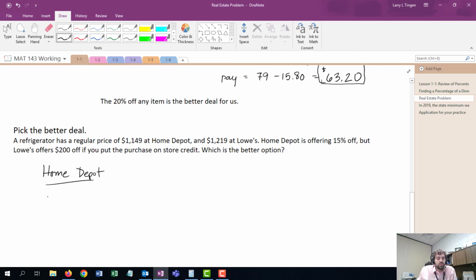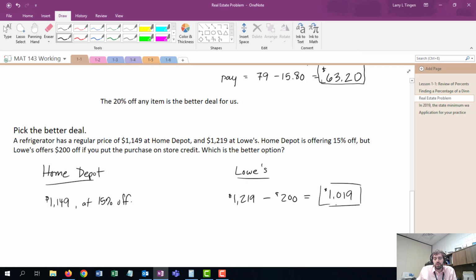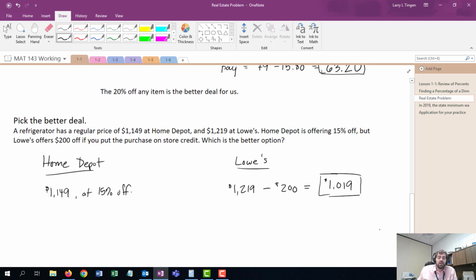So at Home Depot, the fridge is originally $1,149, and then they're offering 15% off. And then at Lowe's, the easier one to calculate, the price is $1,219, and then they're going to give me $200 in store credit. That one's easy to calculate, right? $1,019. So this is what I would pay for the fridge at Lowe's. What am I going to pay at Home Depot?